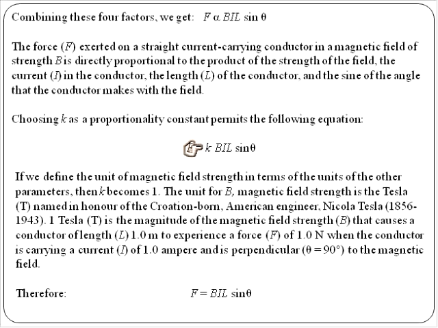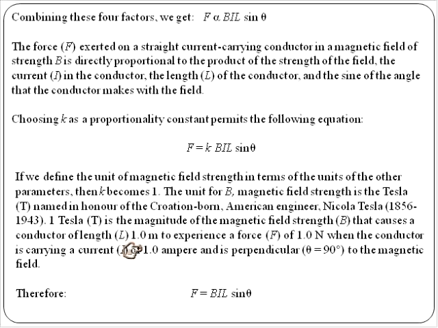K becomes 1. If we define our field strength in terms of these other units, the force, the current, and the length, then our constant can be 1. So in other words, 1 Tesla of field strength is defined as the amount of magnetic field strength that would cause a conductor that's 1 meter long to experience a force of 1 Newton when the conductor is carrying a current of 1 amp and it's perpendicular to the magnetic field. So that is the definition of that constant.